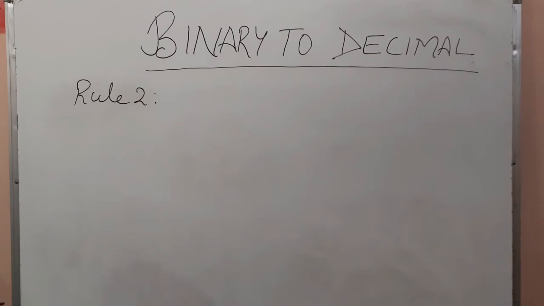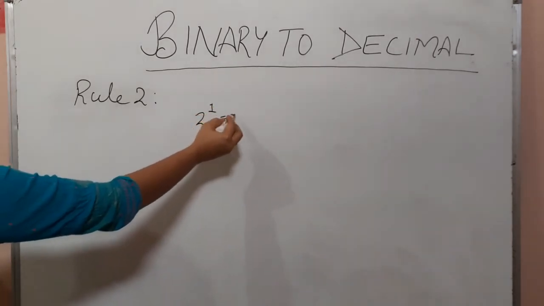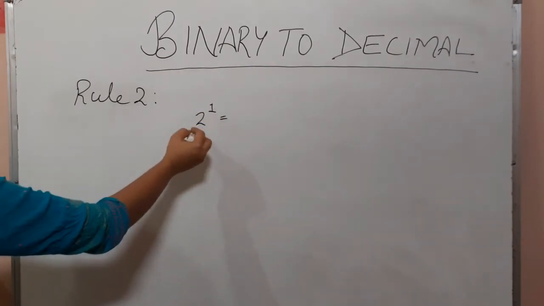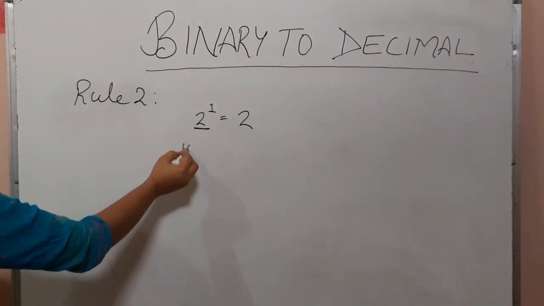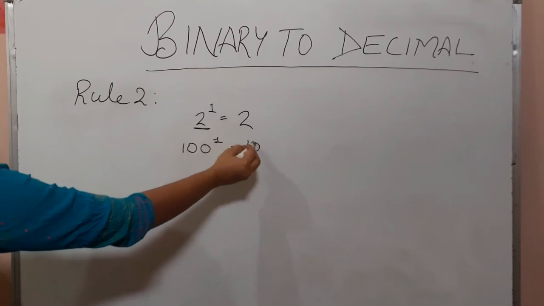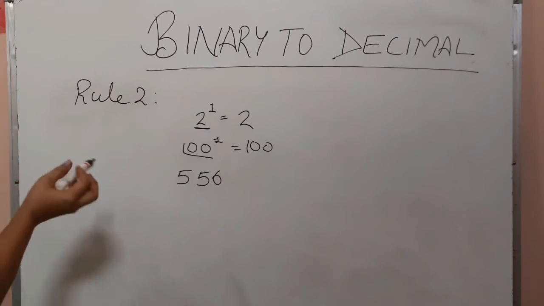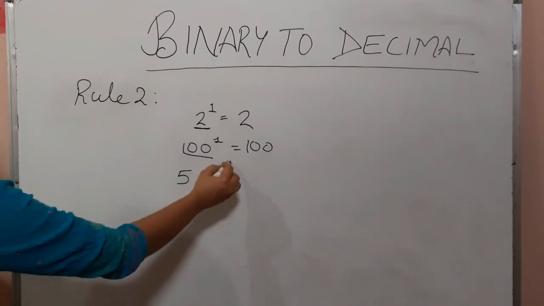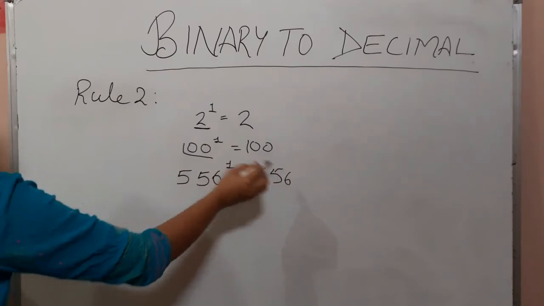Rule number 2. Number with power 1 is equal to the number itself. For example, if number is 2, its power is 1. So, value of this whole number will be the number itself, 2. For example, if number is 100, its power is 1. Value will be this number. Similarly, we can take other example like 556. If its power is 1, value will be 556.